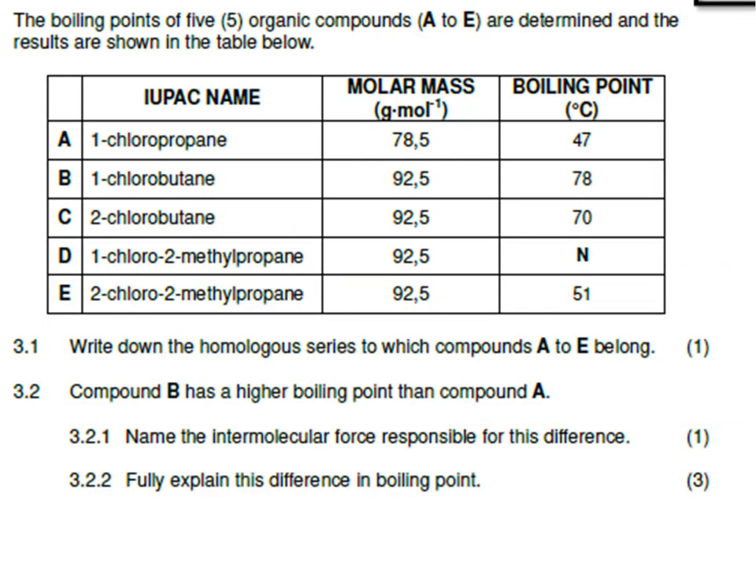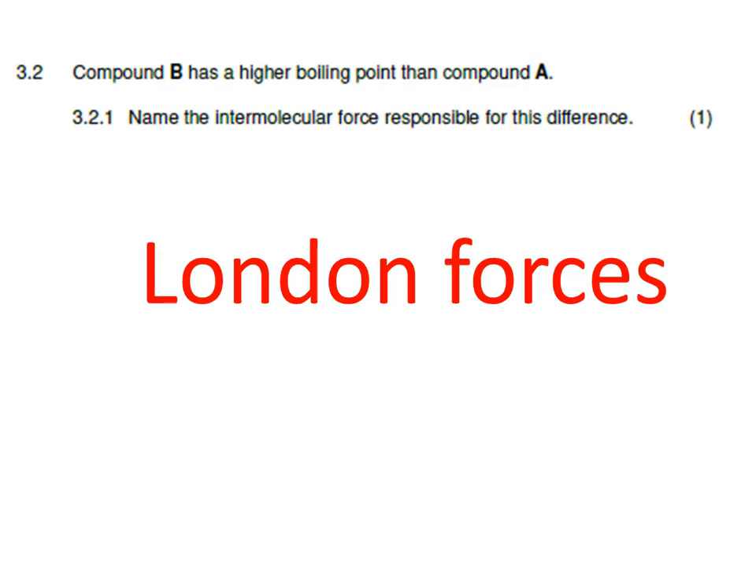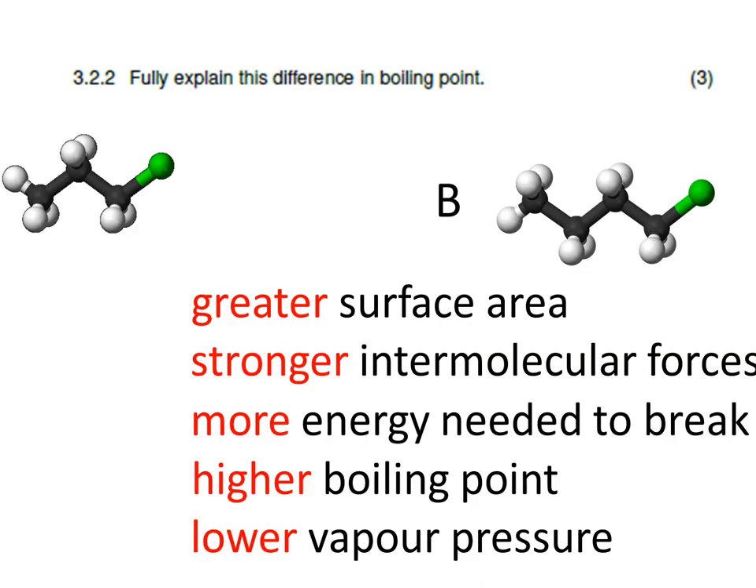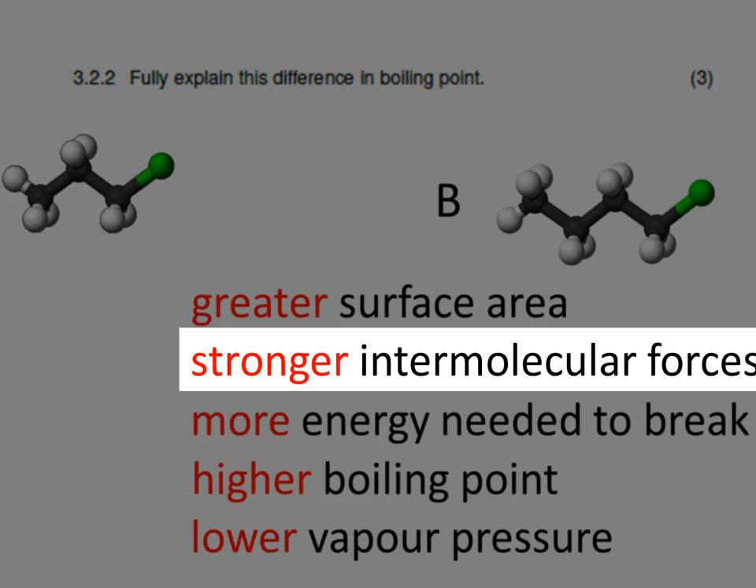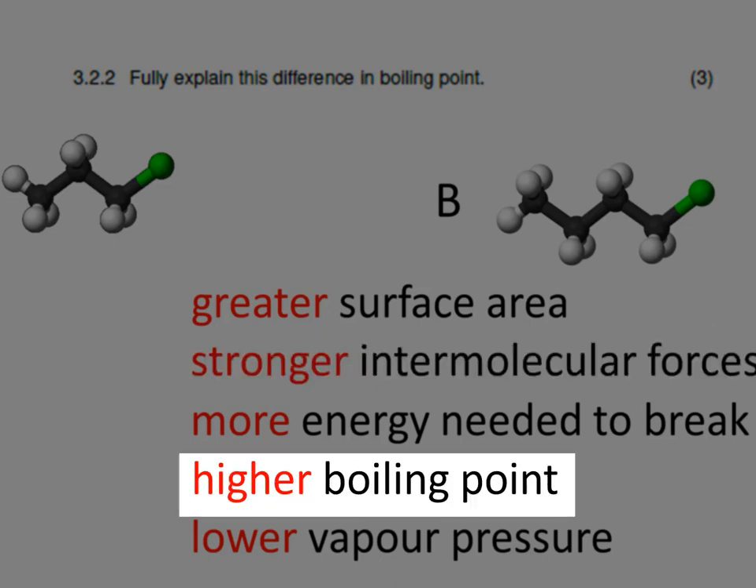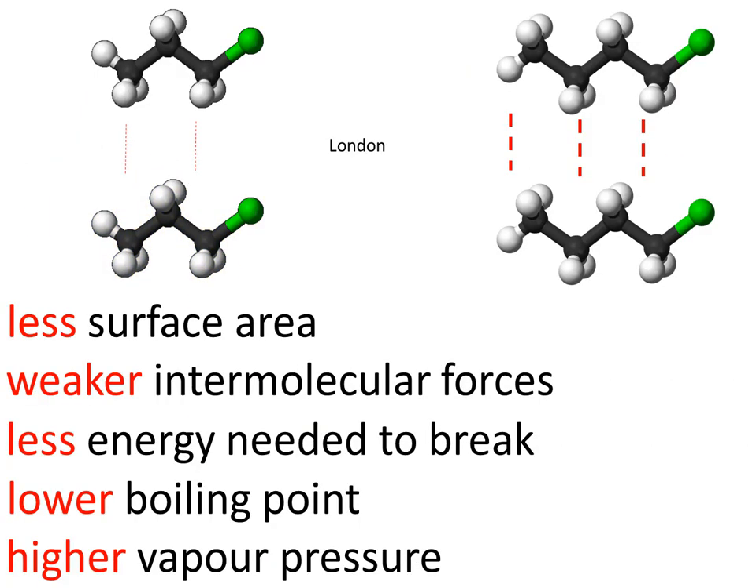So now we can answer these questions. 3.1. These compounds are all haloalkanes. 3.2.1. The intermolecular forces responsible for the difference in boiling point between B and A are London forces. 3.2.2. B has a higher molar mass associated with a longer chain length, therefore a greater surface area, therefore stronger London forces, therefore a higher boiling point due to a lower vapor pressure than A. Or you can give the answer the other way around, as done here.